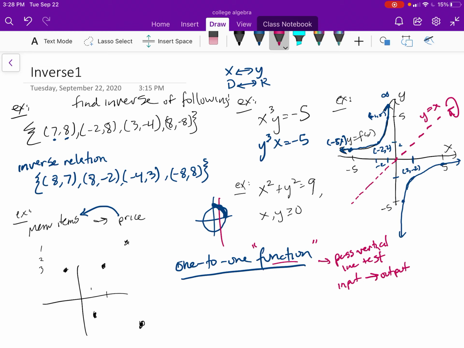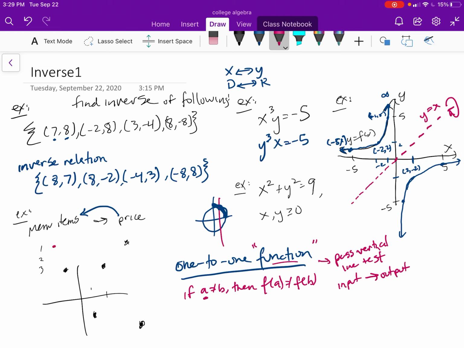So the menu item for McDonald's, right? Each input I said should only have one price. That's a function. Now one-to-one, let me read this book definition. If different inputs have different outputs, then the function is one-to-one. If A does not equal B, then f of A does not equal f of B. Like, what the heck does that saying? There are other definitions as well.